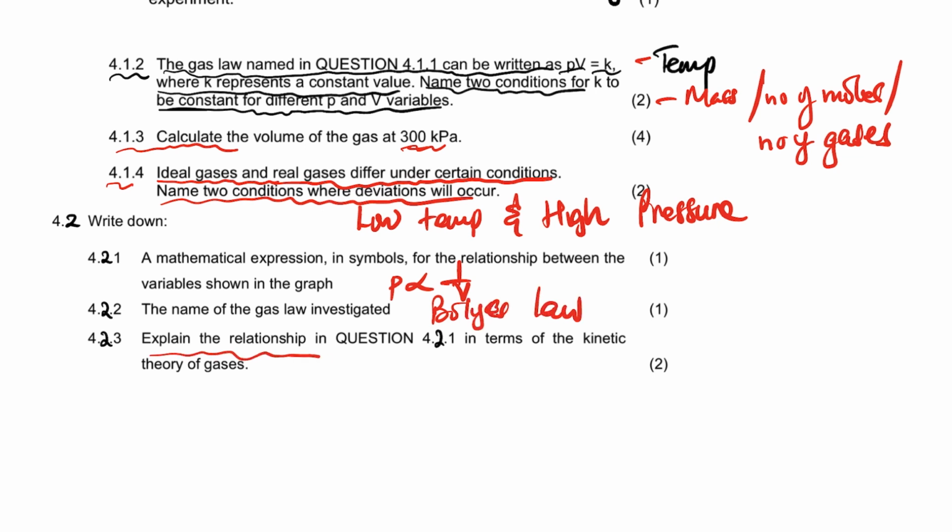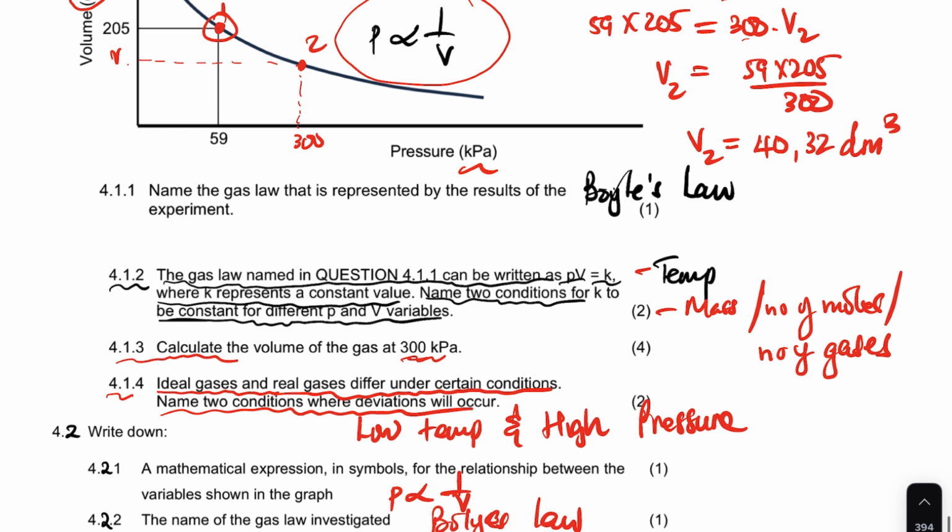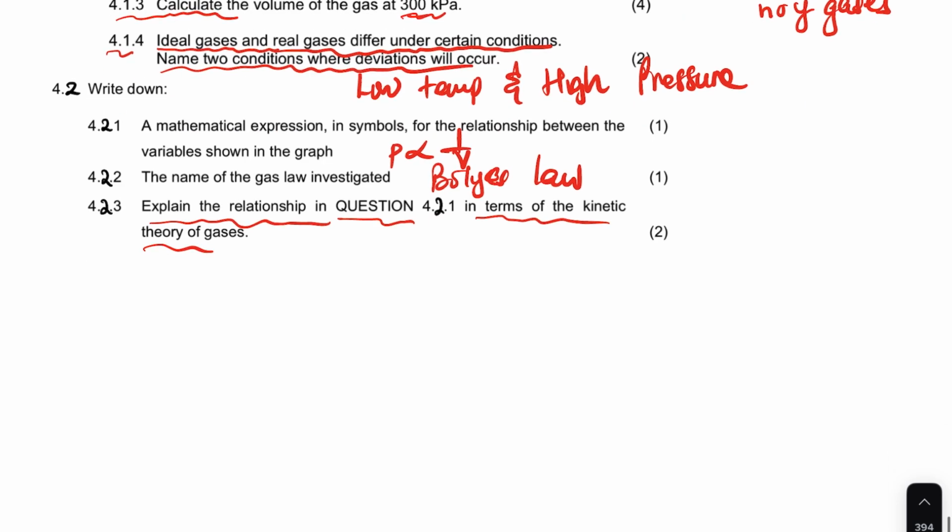Right, it says explain the relationship in 4.2.1 in terms of kinetic molecular theory. As you can see here, as the volume of the container decreases, the pressure increases. But you need to explain it in terms of KMT.